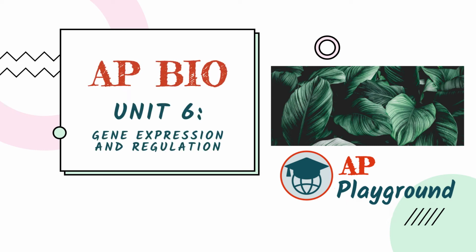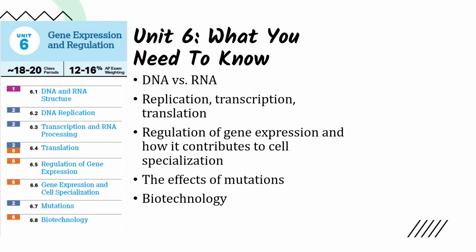Today we're reviewing Unit 6, Gene Expression and Regulation. What you need to know for this unit, first of all, the differences between DNA and RNA, DNA processes and gene expression processes including replication, transcription, and translation, how gene expression itself is regulated and how it contributes to cell specialization, the effects of mutations on genetic diversity and gene expression, and lastly, different methods of biotechnology.